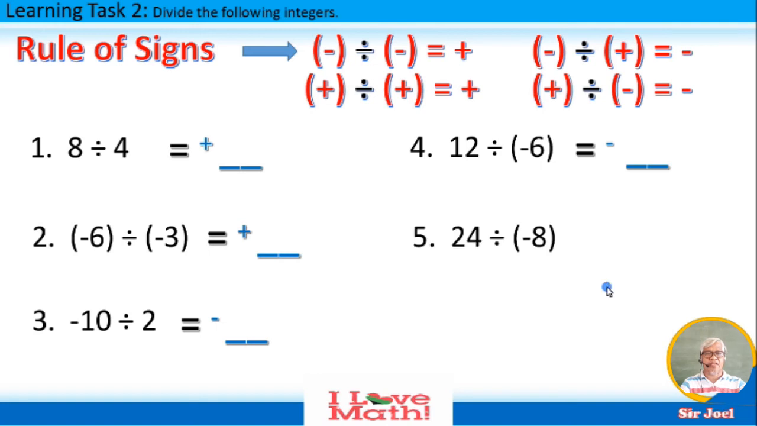Okay? Next, number 5, 24 divided by negative 8. 24 is positive, 8 is negative. We knew that unlike signs, the quotient is negative. So, ina-expect sa problem number 5, ang sagot ay negative. Negative what? Ano ba yung 24 divided by 8? How many 8s are there in 24?